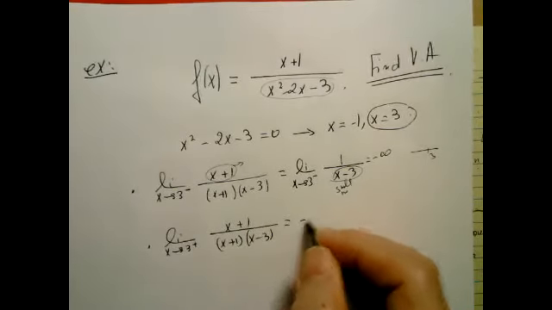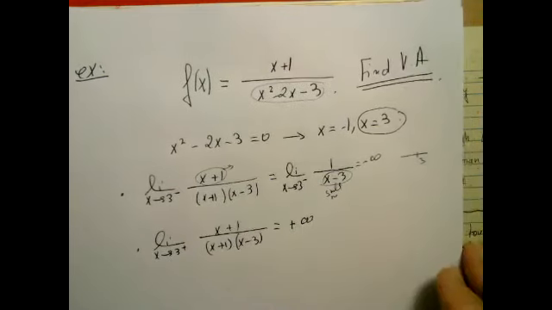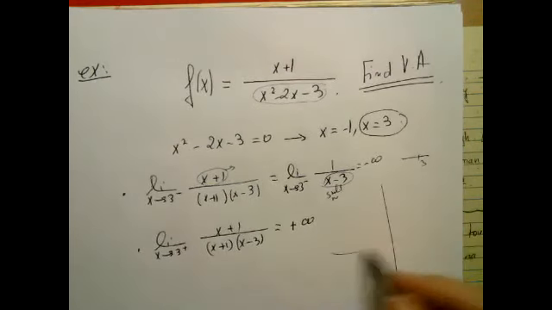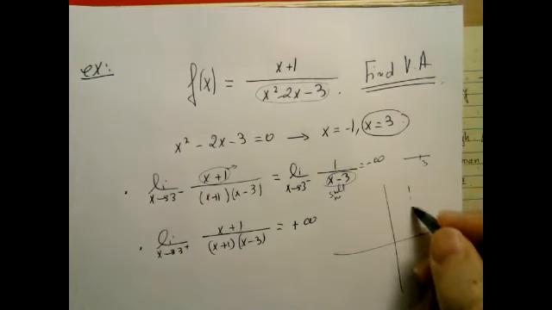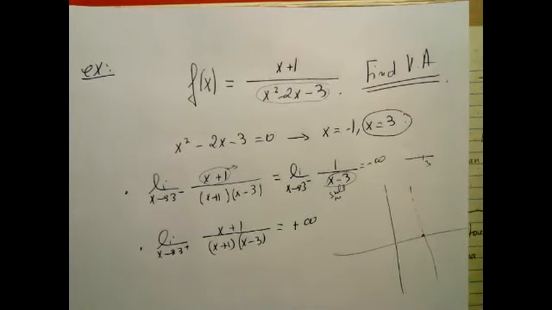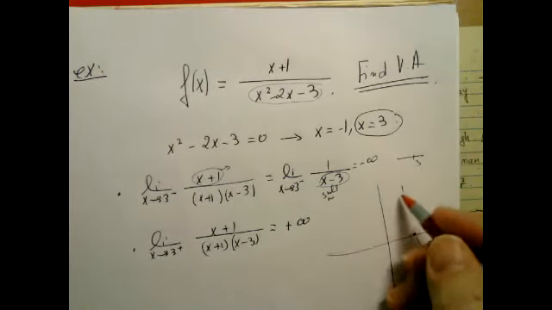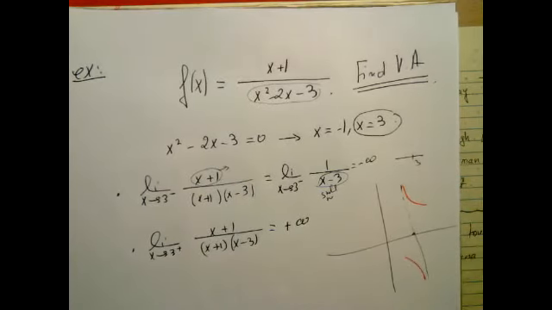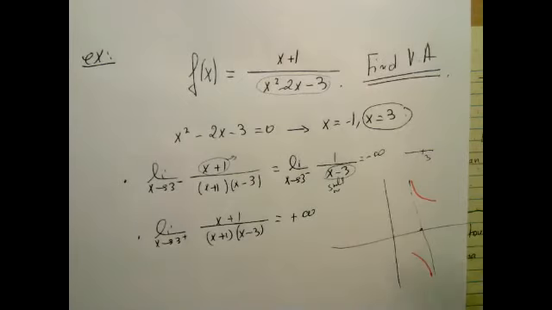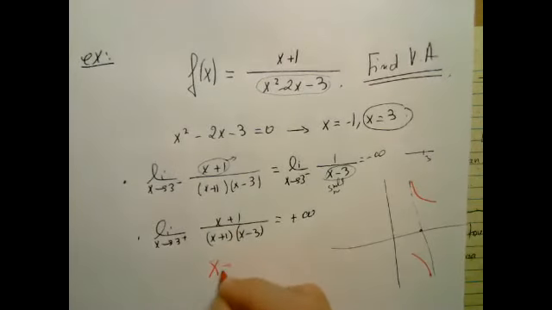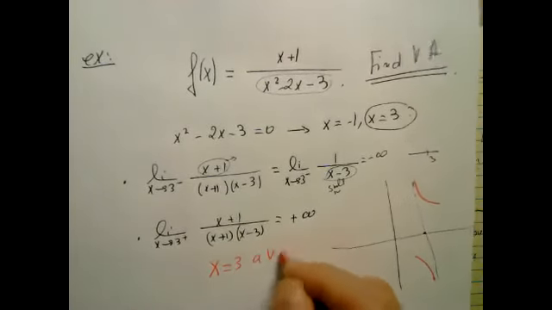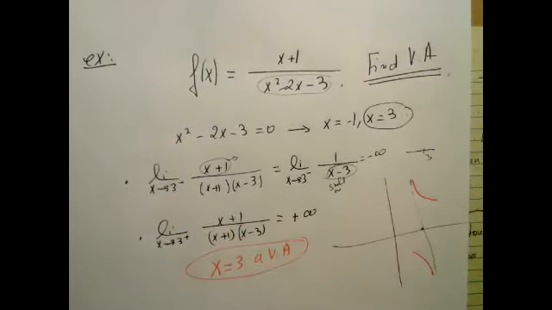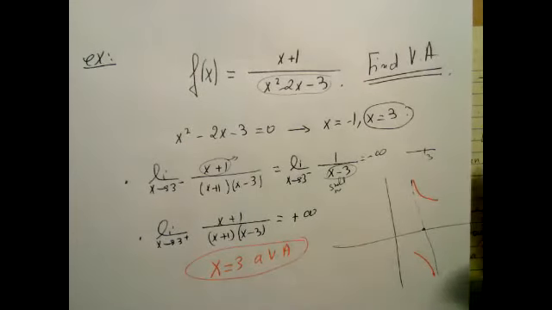And I get positive infinity. So near 3, there is an issue. From the positive, I am here. From the negative, right there. All right? So x equal to 3 is absolutely a vertical asymptote because the function totally blows up.